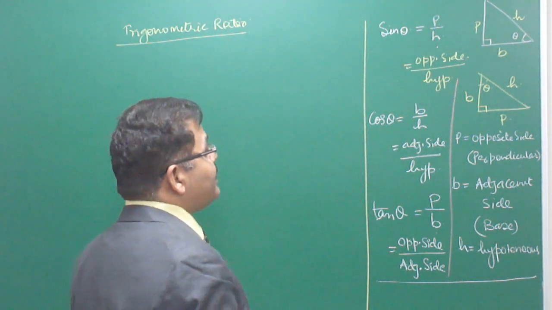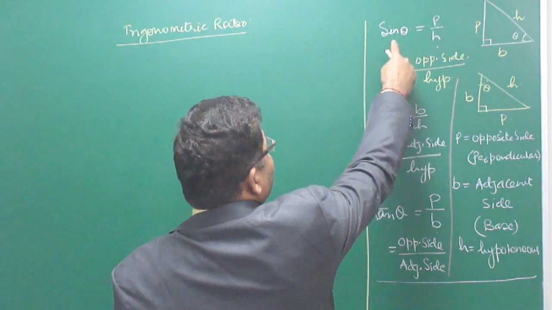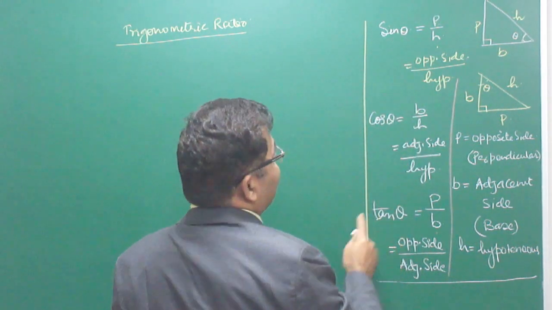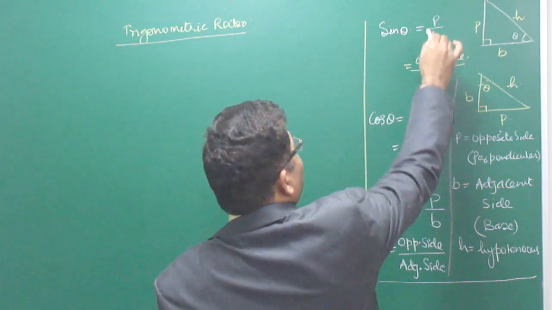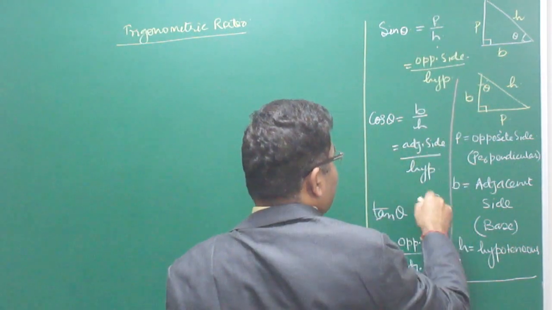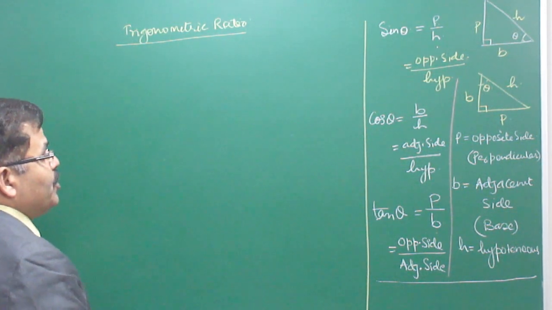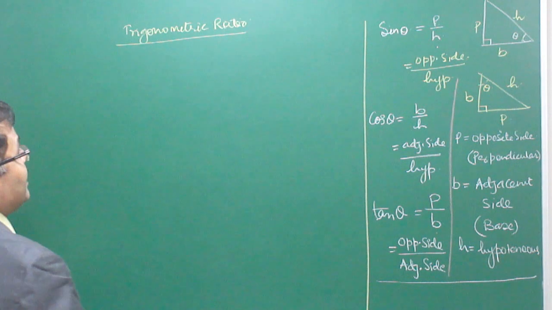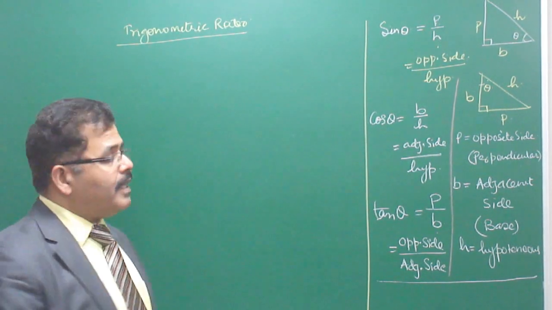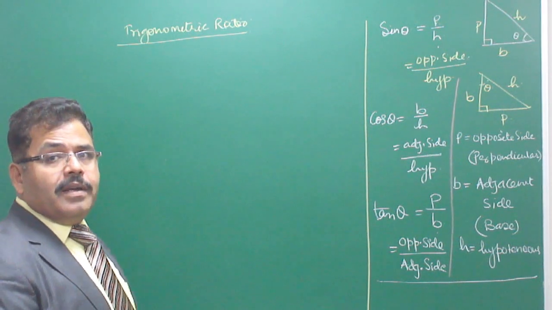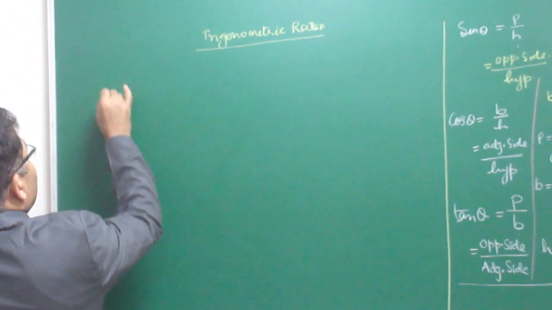And the second thing is that the trigonometric ratios that you need to learn are sine theta, cos theta and tan theta. And the relations, you have already remembered: P by H, B by H and P by B. So these are important things which you need to understand in this topic. Another important aspect which you need to learn is the value of functions. What are those values? Let me explain.